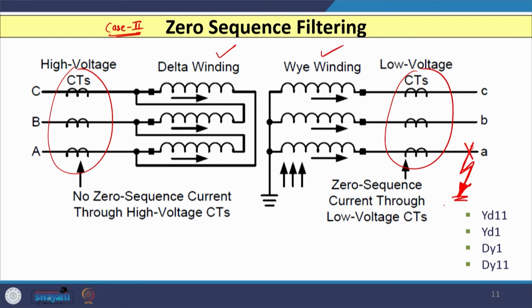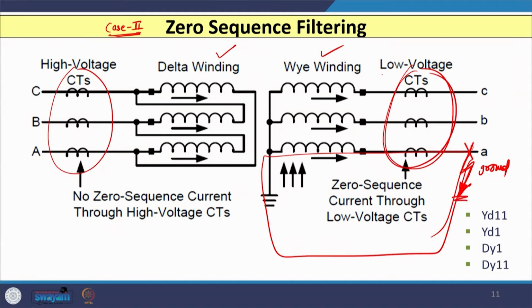on the star side on one of the phases which involves ground, this is a fault which involves ground. In that case, the current will flow like this. Whenever any fault occurs which involves ground, zero sequence current is always present, and that zero sequence current will flow like this, and it also flows through these CTs. As these CTs are connected with the relay, those currents are reflected inside the digital relay.